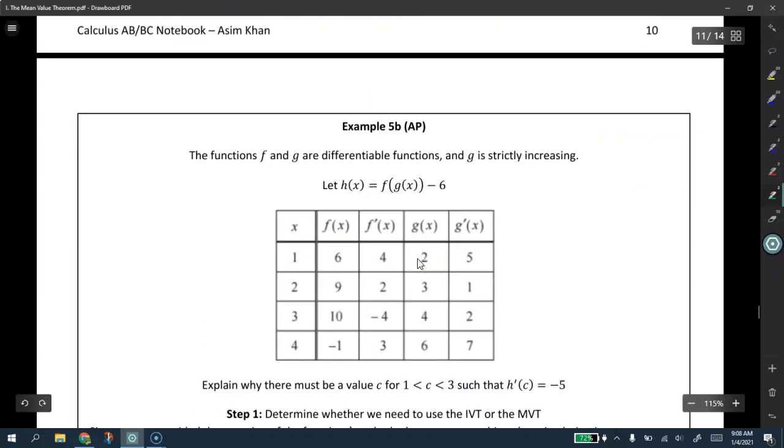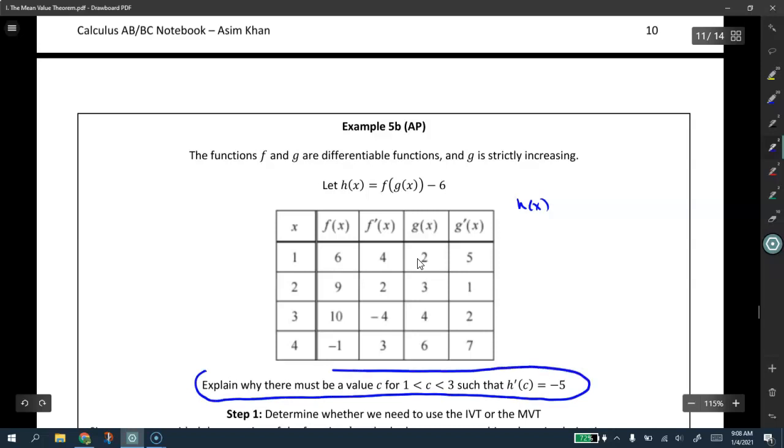Now, in 5b, we're using the same exact pieces of information. It's giving you h of x, but the question says explain why there must be a value of c within the same interval, 1 to 3, such that h derivative of c is equal to -5. At this point, you should realize that because they are going from the function mode into the derivative function mode, that can only mean that we have to utilize the MVT. So we know that we need to use the MVT.